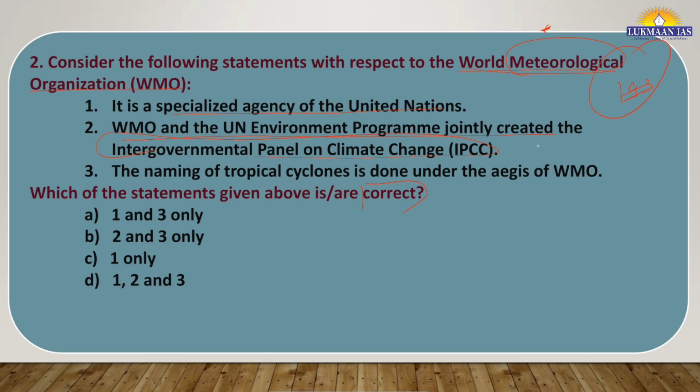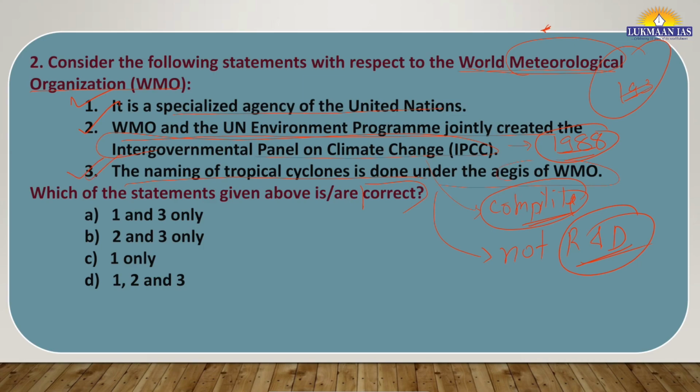Now next statement: WMO and UNEP created jointly IPCC. Yes, we are aware about this. IPCC के बारे में जब हम पढ़ते हैं 1988 में ये इंस्टीट्यूट तैयार हुई है, and this IPCC is responsible for compiling the data related to climate change. So it's not a research and development body. It's not involved in research work. Remember that. So first, second, and the naming of cyclones is done under the aegis of WMO.